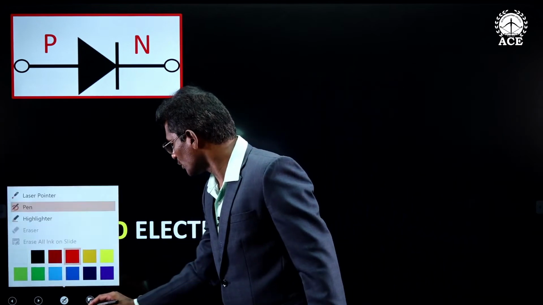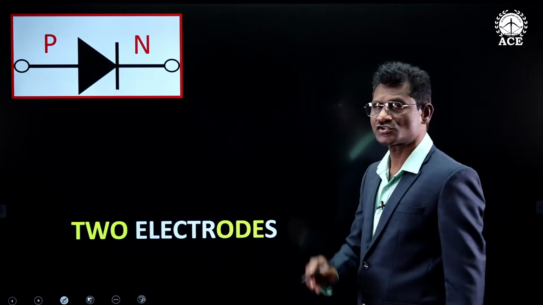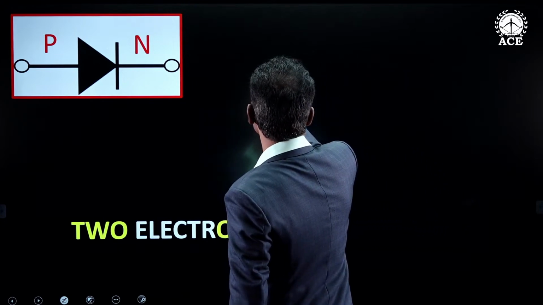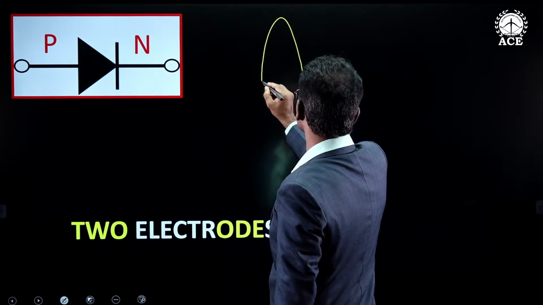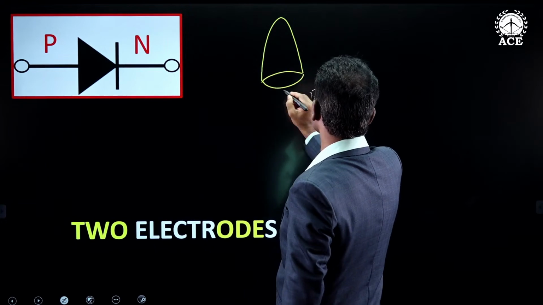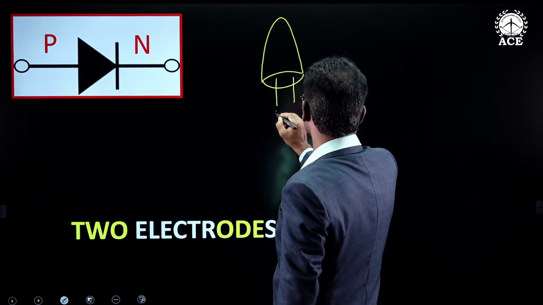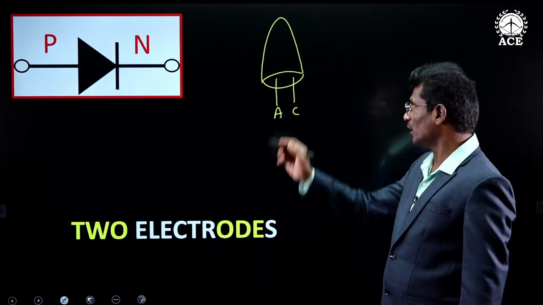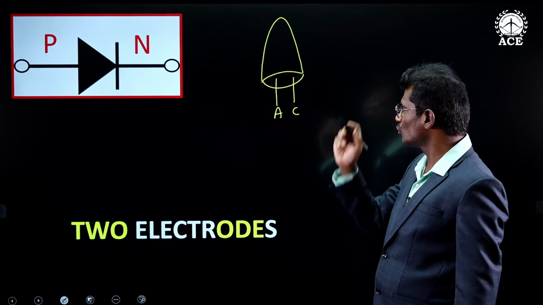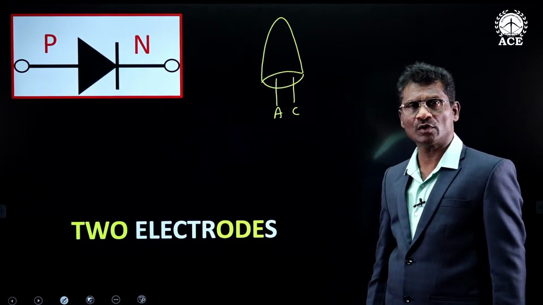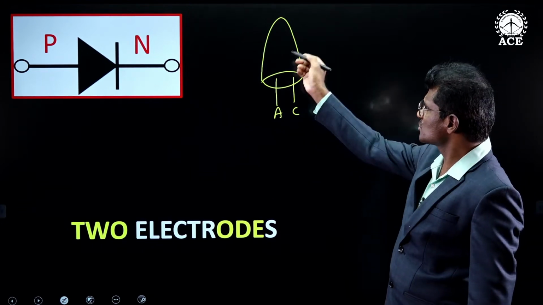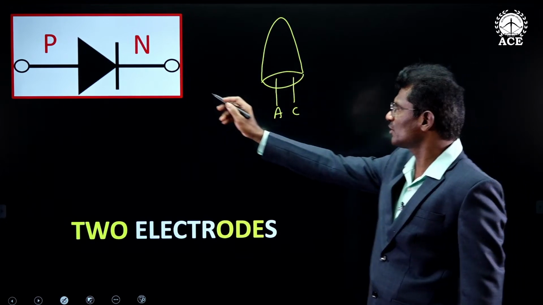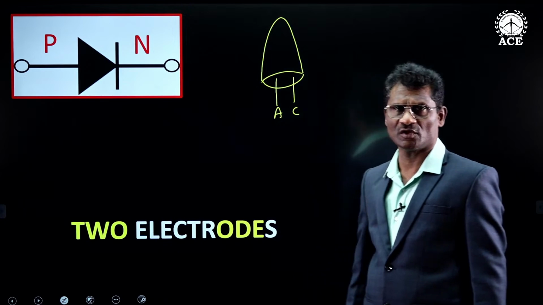Now, before the existence of this solid state PN diode, we had something called a vacuum diode. It is a glass structure, internally vacuum, having two electrodes by name anode and cathode. This was the original version of PN diode. This is the vacuum version. This is a solid state device.